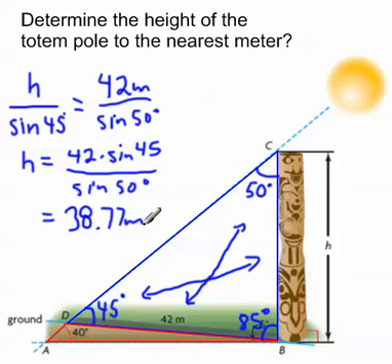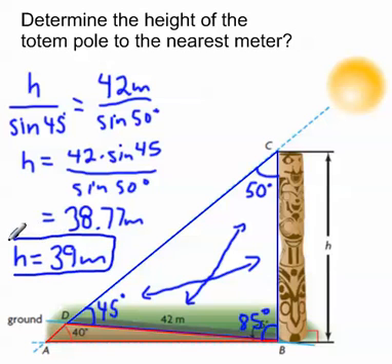But remember when I talked about this at the beginning, I said we wanted it to the nearest meter. Because we made a lot of approximations, it doesn't make sense to have our answer to the nearest centimeter. So that means we want to round it off to the nearest meter, which is 39 meters. So the totem pole is 39 meters high.